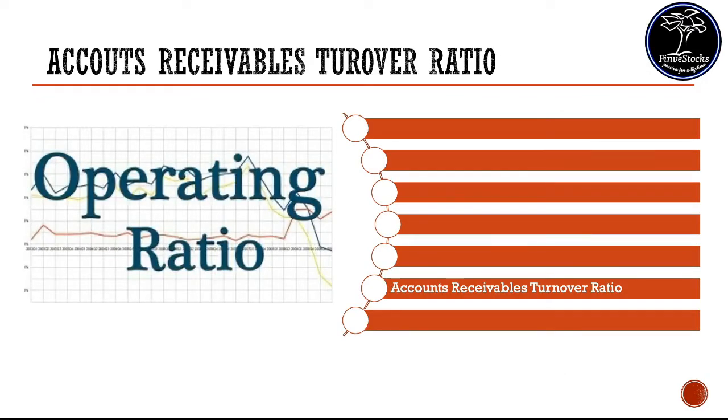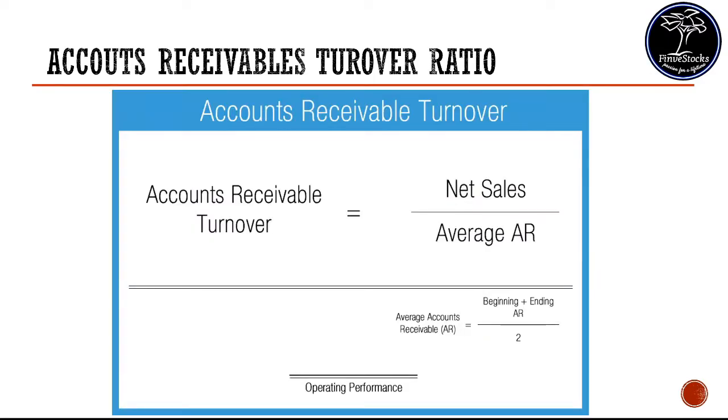The next operating ratio is accounts receivable turnover ratio. Accounts receivable turnover ratio is the ratio of operating revenue upon average receivables. Assume a company is having operating revenue of 3000 crores and average receivables is 300. So accounts receivable turnover ratio is 10 times a year. This means the company receives cash from its customers 10 times a year.